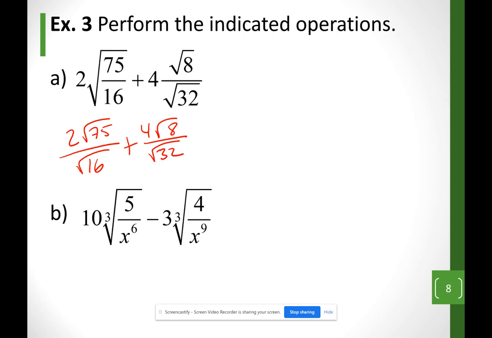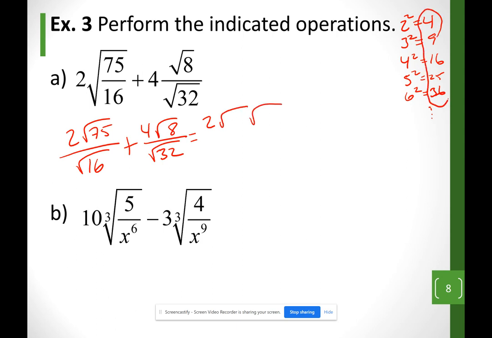Okay, so I got to work something out. First of all, I got to remember my perfect squares, right? 2 squared is 4, 3 squared is 9, 4 squared is 16, 5 squared is 25, 6 squared is 36, on and on and on. So looking at my first fraction, looking at the top, my 2, I'm going to leave it as a 2. Square root of 75, I'm going to break that as 2 square roots. One of my numbers has to be from the list, right? 2 numbers that multiplied equal 75. So I'm thinking 25 times 3.